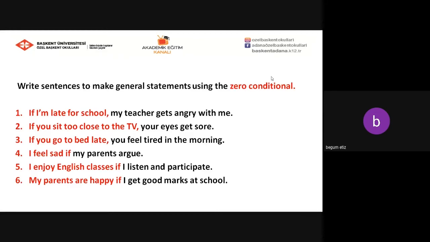As you see here, for the if clause, we need to use present simple. And for the main clause, we have used what? Present simple as well.